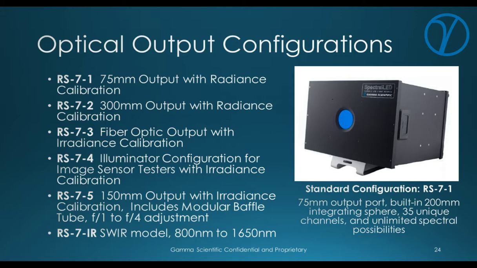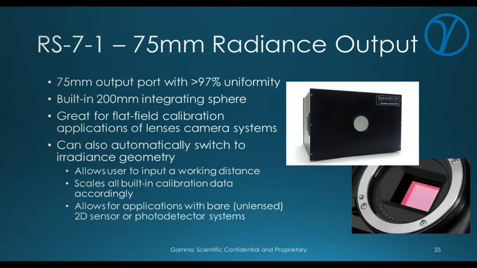The main configuration, or our standard configuration, is what we call an RS-7-1. It has a built-in integrating sphere with a 200 millimeter sphere and a 75 millimeter output port. That 75 millimeter output port is able to provide a uniformity greater than 97% over the entire 75 millimeters. If you consider only the center 50 millimeters, it's actually closer to 99% uniformity, depending on just how large of an area you need for your flat field calibration.